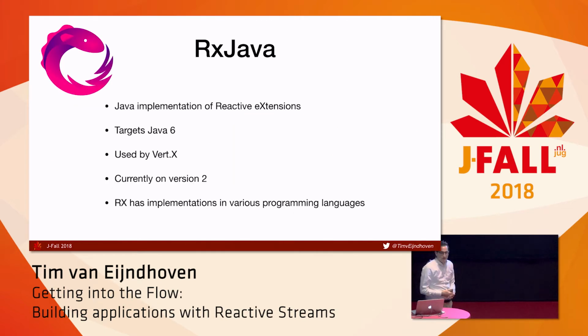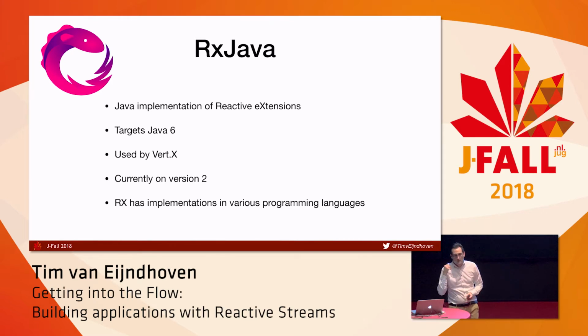So let me start with RxJava. RxJava is the Java implementation of reactive extensions. And reactive extensions is a technology that was invented at Microsoft or thereabouts. It's basically coming from the .NET ecosystem, and it has been adopted by several other languages. So there's a Java implementation, but there's also a JavaScript implementation and in other languages as well.